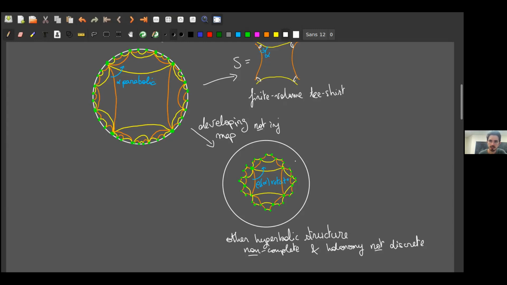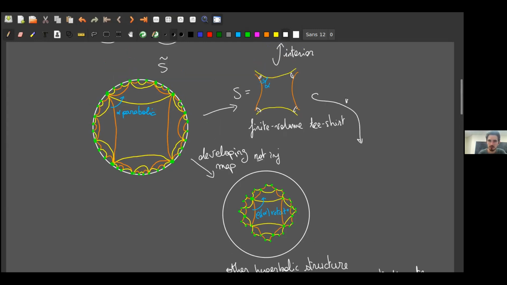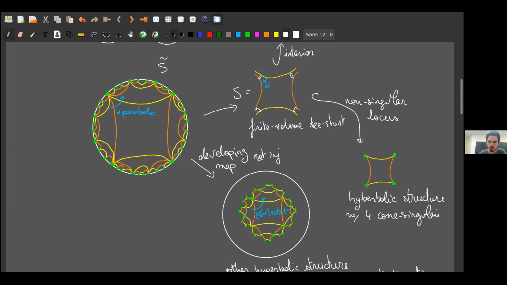Maybe a last thing we can say is that this hyperbolic structure on the t-shirt, you can see it as the non-singular locus of a hyperbolic structure on a cone manifold, with 4 cone singularities, which is homeomorphic to the sphere S2. It looks like a pillow.